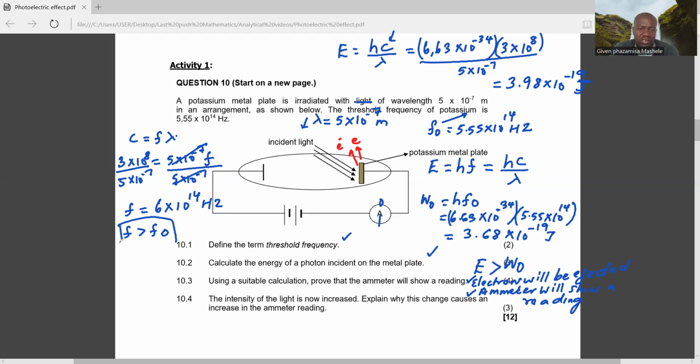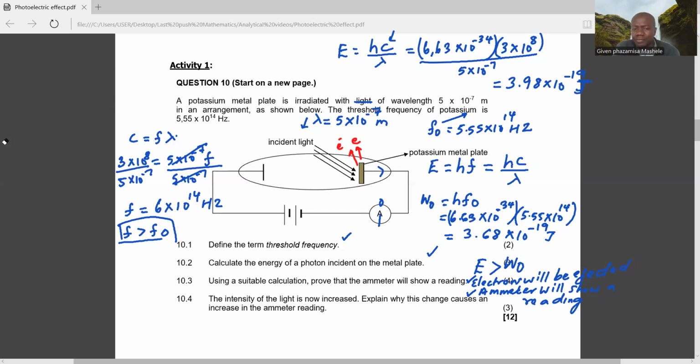And if electrons are ejected, what will the ammeter reading start to do? It will start to read. It will move from 0 to a certain point, which means the ammeter will show a reading. So this is what we were expected to say, in terms of using calculations.